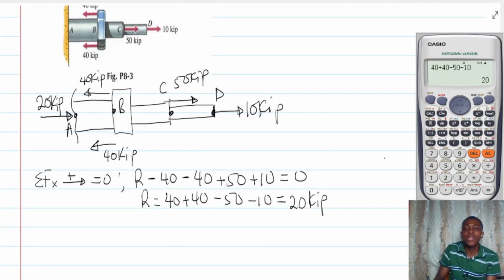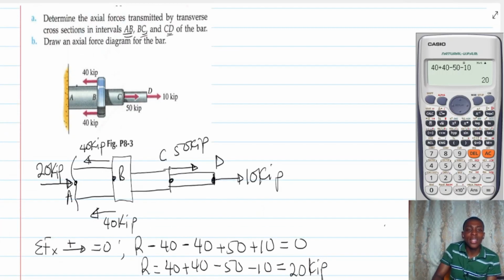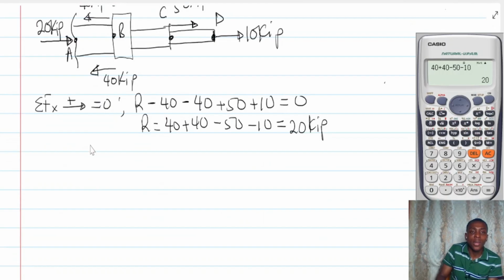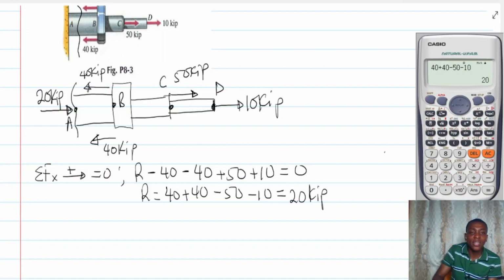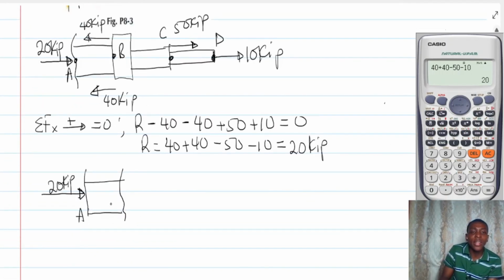To find the internal force in AB, we will just stand here and cut portion AB and then draw what we have. It is like standing here and cutting through this portion. If I do that, then I have this 20 coming from the wall as a reaction. I am just cutting like this. Now this is point A.